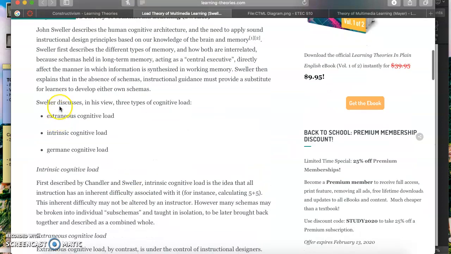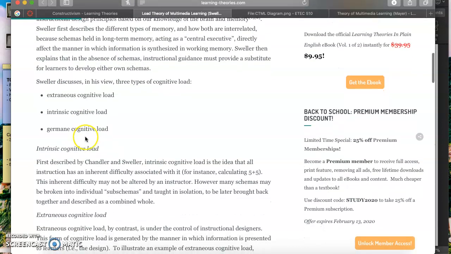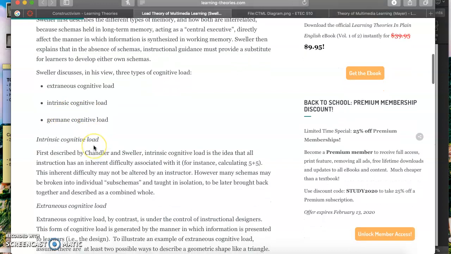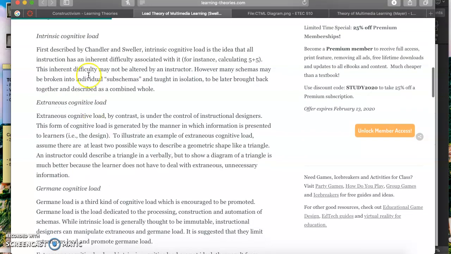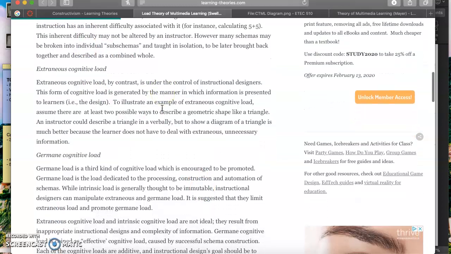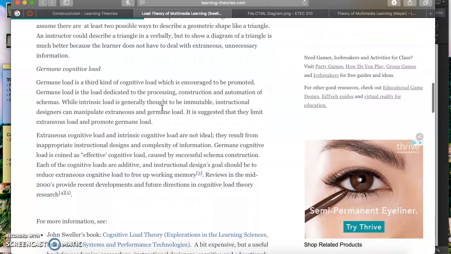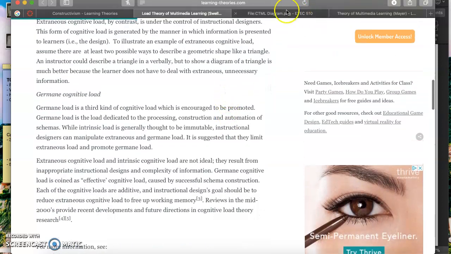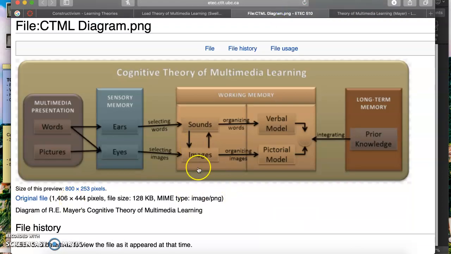There are three different types of cognitive load: extraneous, intrinsic, and germane, which, if you can see, and if you'd like to pause here, you can definitely read a lot more about. I'll scroll a little slowly so we can see. All right, and then this is a quick diagram of the cognitive theory of multimedia learning. Also, if you want to pause and look here.